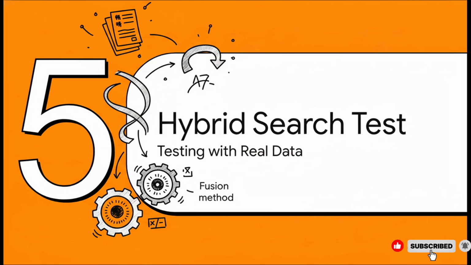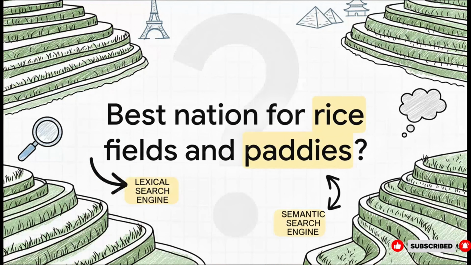Finally, Section 5. The hybrid search test. All right, it's time to put this whole better-together theory to the ultimate test. We've got our data set of Asian documents, we have both of our engines revved up, and we have our RRF fusion method ready to go. We're going to feed this exact query into our Python script. Which nation is best known for rice fields and paddies? Now, before we reveal the results, just think about it for a second. How are our 2 engines going to interpret this? Which one is going to pick up on the conceptual nuance of a nation, and which one is going to latch onto the exact keywords like rice and paddy?